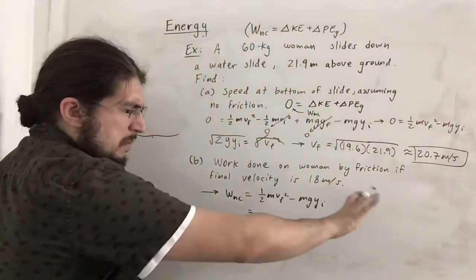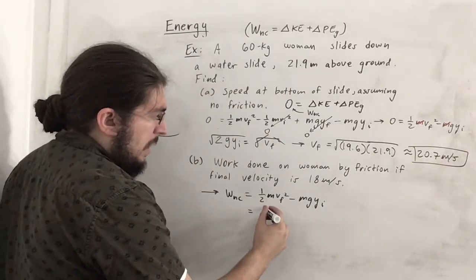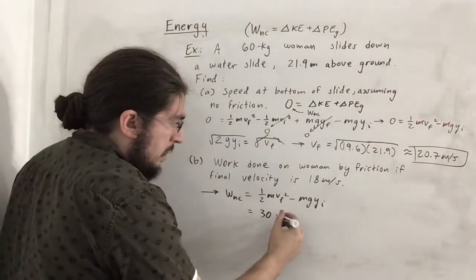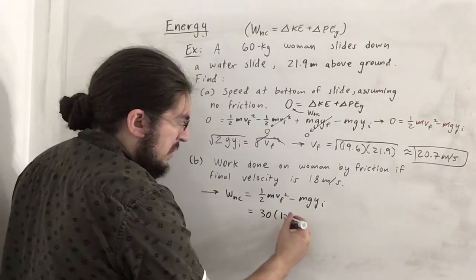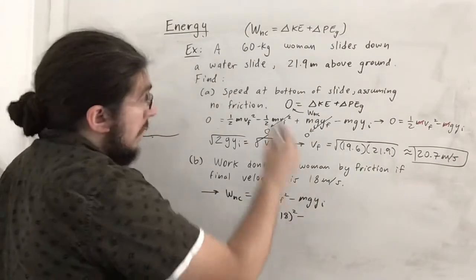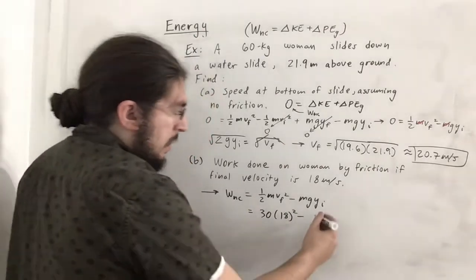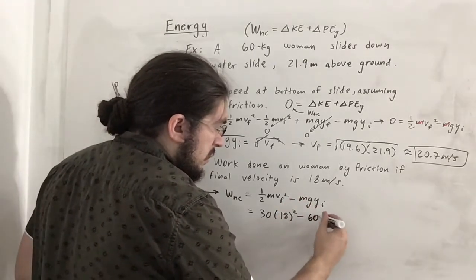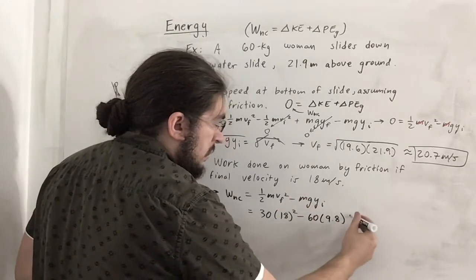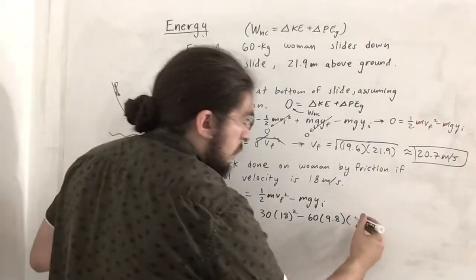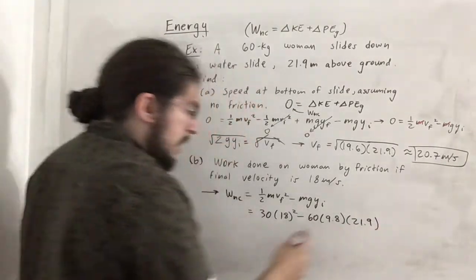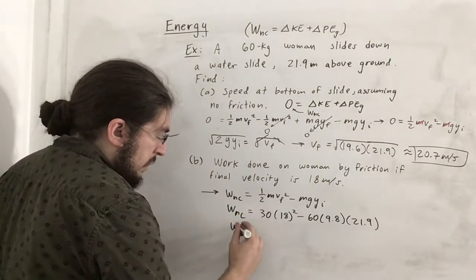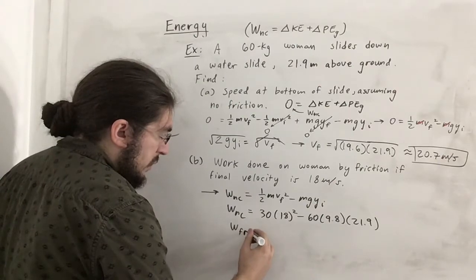So really all we have to do is just plug in things into the right. So we have 1/2 times m. And notice since m is 60, 1/2 m is going to be 30. v_f is going to be 18, so it's 18 squared. Minus m is 60 times gravity, let's call it 9.8, times our y_i, which is 21.9. And now we'll just use our calculator to evaluate this, and that'll be our non-conservative work, which we know really is just our frictional work, or work due to friction.